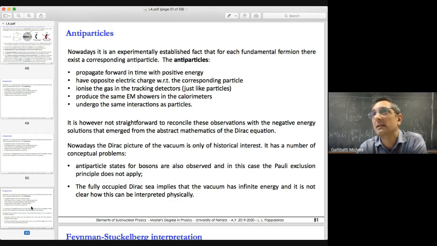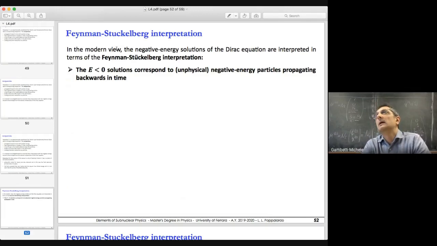Okay, so what is the interpretation today? In the modern view, the negative energy solutions of the Dirac equation are interpreted in terms of the so-called Feynman-Stueckelberg interpretation, which is the following. The negative energy solution corresponds to an unphysical negative energy particle which propagates backward in time. Backward in time, okay?